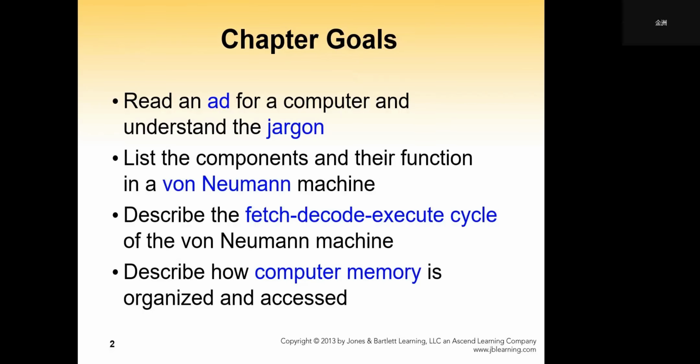Because we are going to learn today about this hardware, I listed some chapter goals. Firstly, we are going to read an ad in today's class, maybe later, so that we need to know what the hardware is and how we can understand such jargon of the computer. And then I also listed some computer components, their functionalities, and how we construct a von Neumann architecture in this von Neumann machine, which is a very, very important concept in computing systems or computer science.